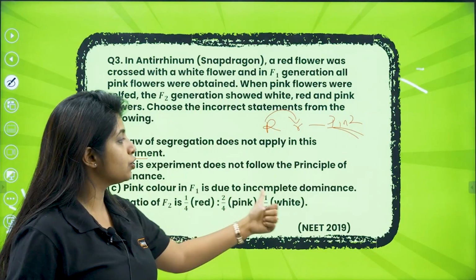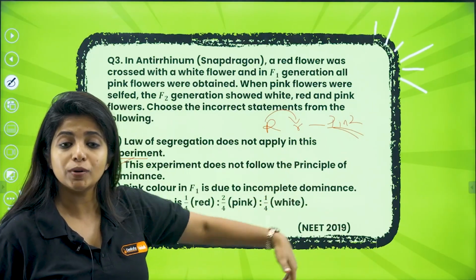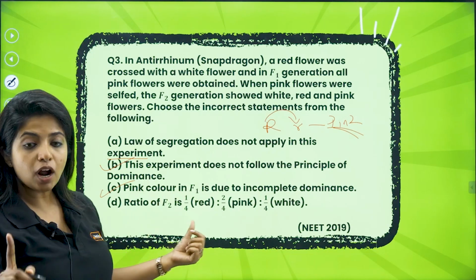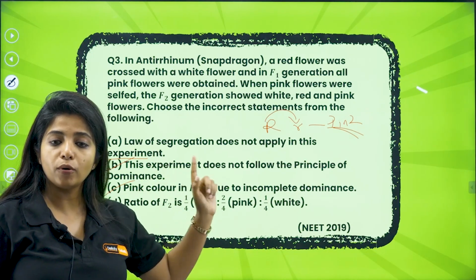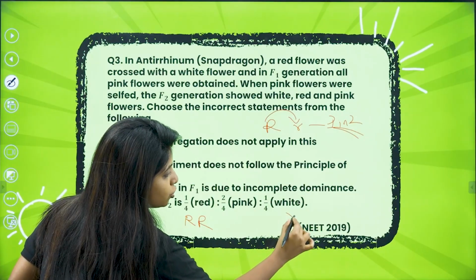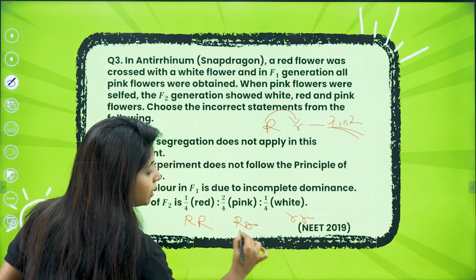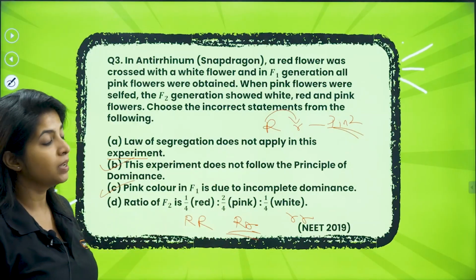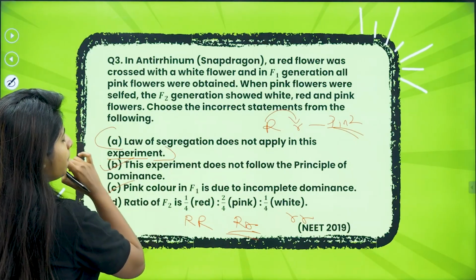Pink color in F1 is due to incomplete dominance. This process is known as incomplete dominance, so this is also correct. The ratio of F2 is that 1 out of 4 is red, 1 out of 4 is white, and 2 of them, so this is capital R, this is small r, this is capital R, small r, so these would be pink. 2 out of 4 would be what? Pink in color. Law of segregation does not apply in this experiment.